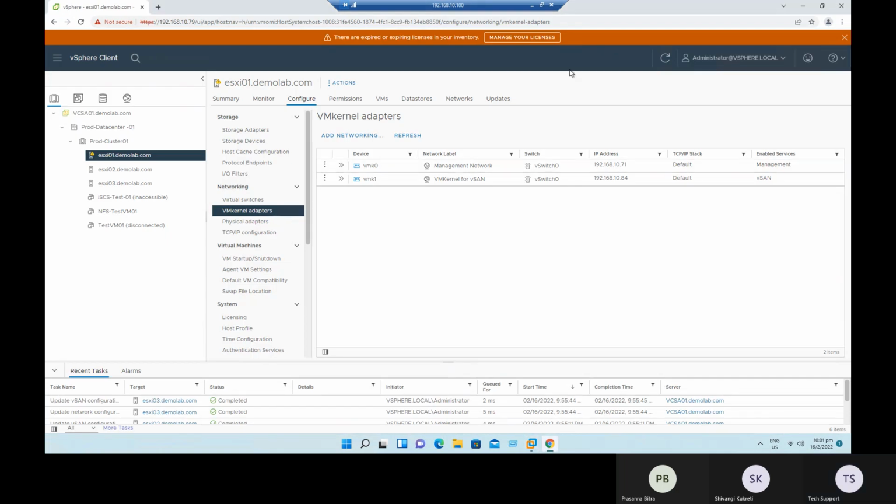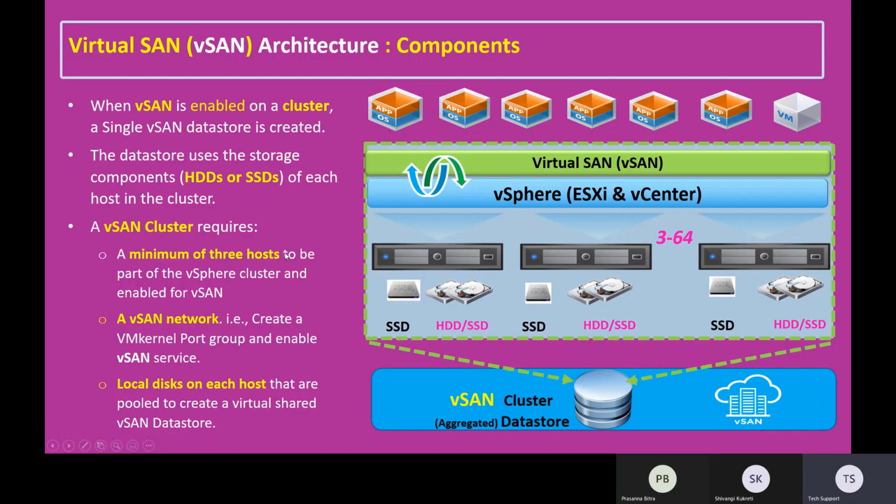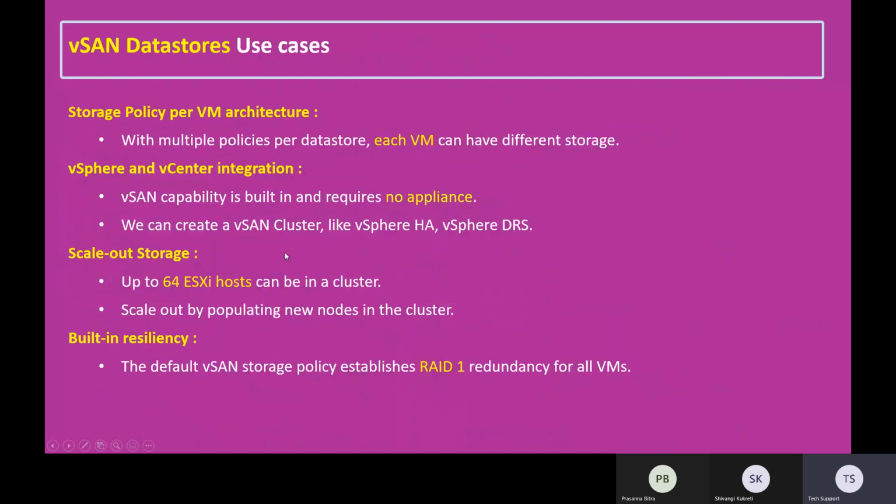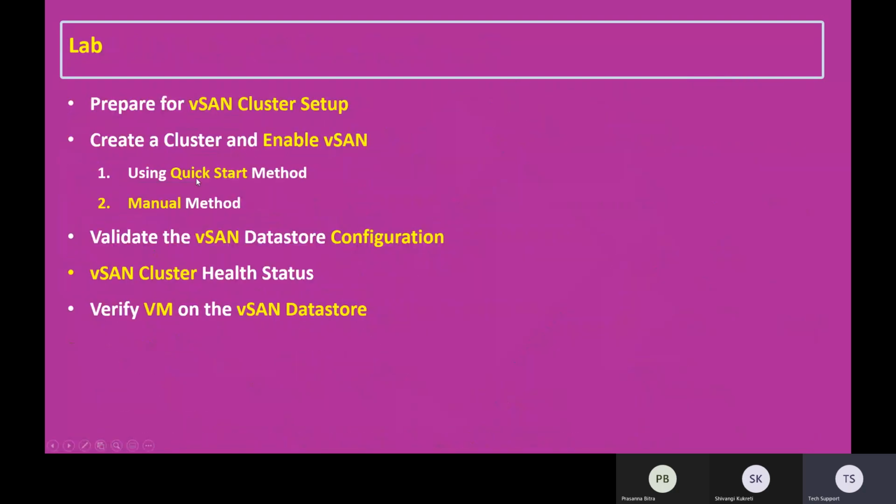Even as per the lab description notes, the first point to configure a vSAN cluster is we can configure it using the quick start method. The first point, prepare for vSAN cluster setup. We already prepared. We are ready with the host, VM kernel and disks. So that is called the first point, preparation. Now we are going with creating a cluster and enabling vSAN, and then we are choosing the quick start method. Okay, so log in here.